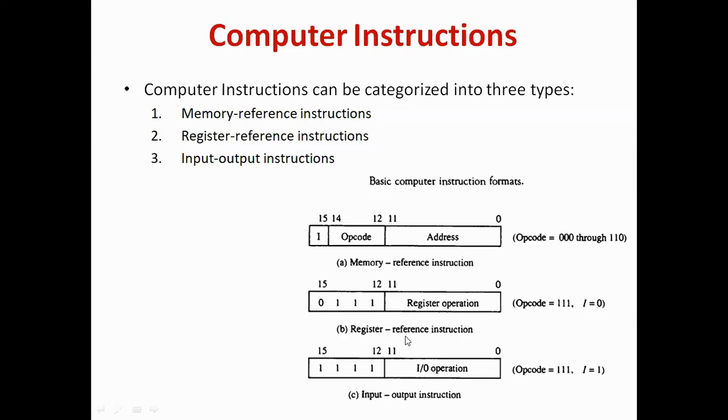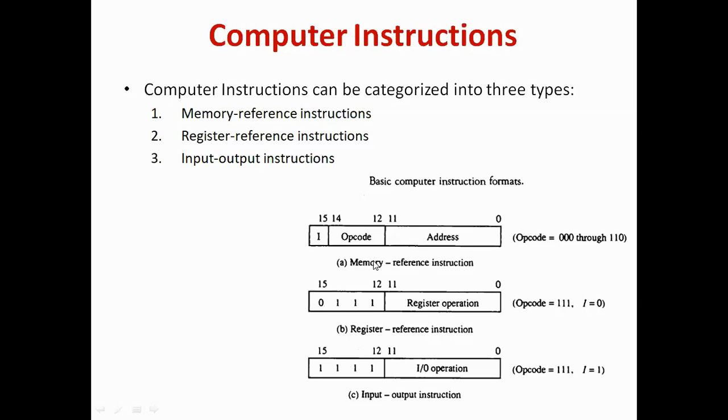So if this part is in this range, this is the first category. If it is 111, then we have to check this bit. If this is 0, this is a register reference instruction, and if this is 1, then it is an input output instruction. This way the processor realizes what type of instruction it has to execute.